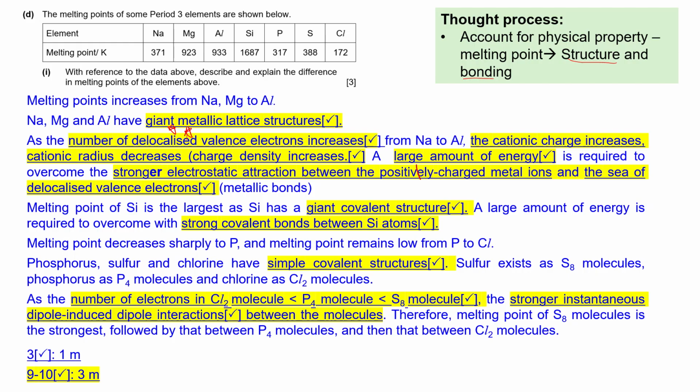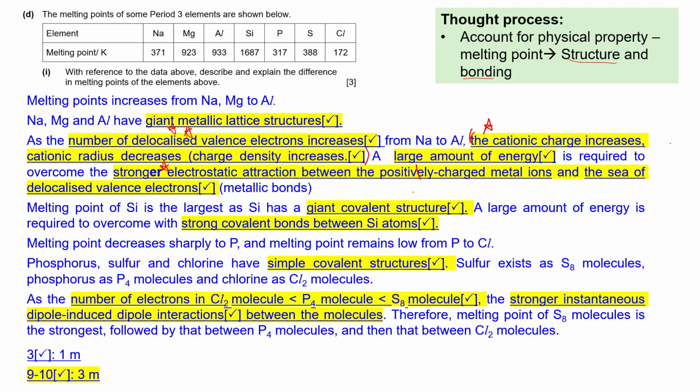This information that I have bracketed is not in your notes, but I find it to be another point to substantiate why melting point increases. So can you please add this particular point to your notes or your tutorial question? Charge density increases. Hence, a large amount of energy is required to overcome the stronger electrostatic attraction between the positively charged metal ions and the sea of delocalized valence electrons.